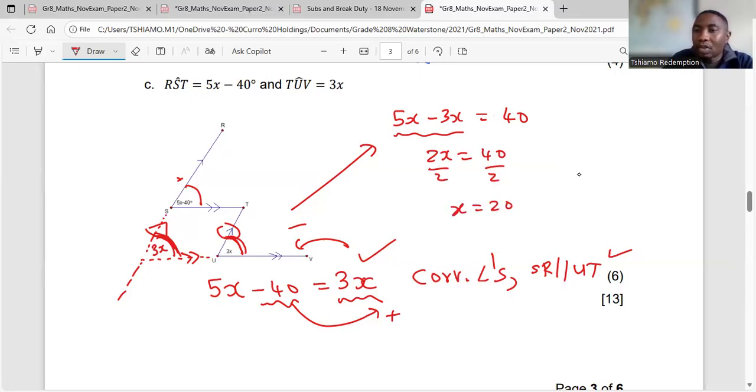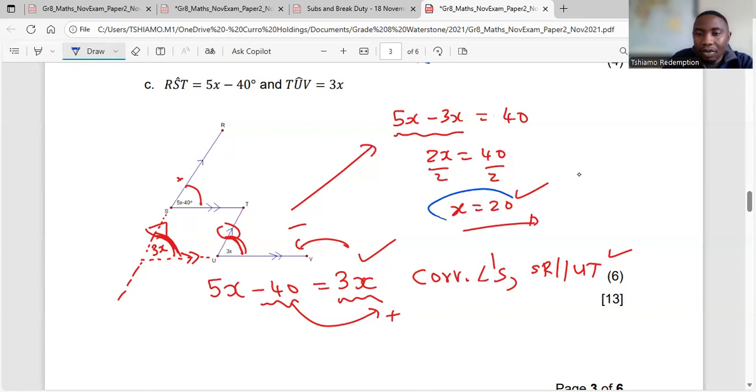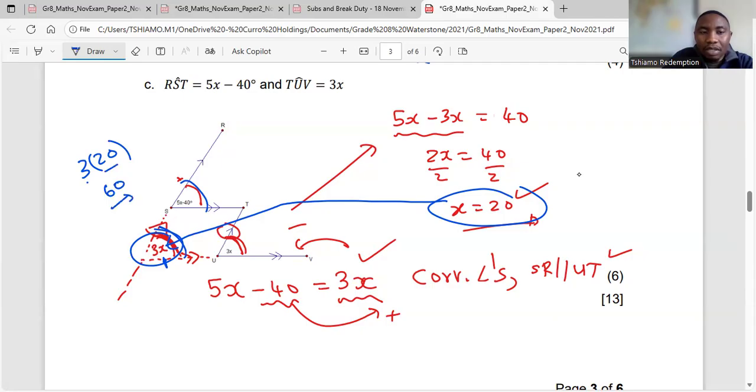This is the value of x. It's not the value of the angle. It's the value of x, and we're going to end it here. If they say, find the value of the angle given x, you go and substitute in the question. You take the value of x and put it in any, since these two are the same. So I can put it here. So 3 in the place of x, I'm going to put 20. And then 3 multiplied by 20 becomes 60. So this angle is 60 degrees, this angle is 60 degrees because corresponding angles are the same.